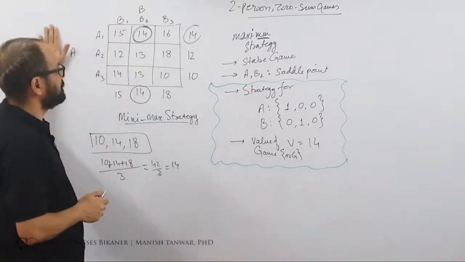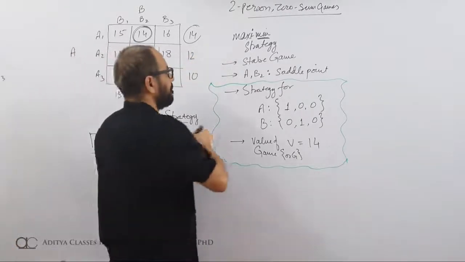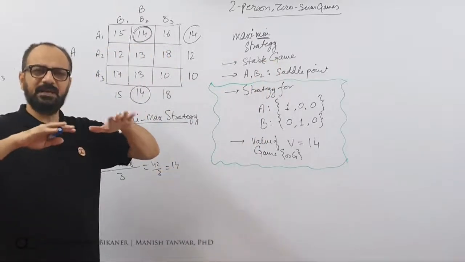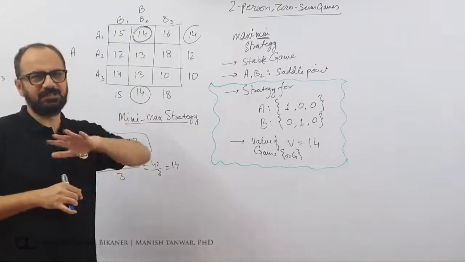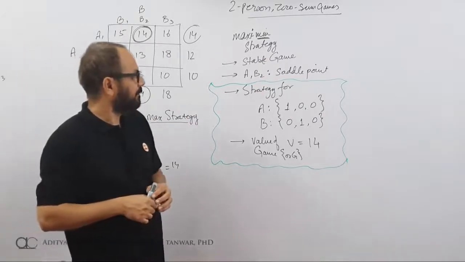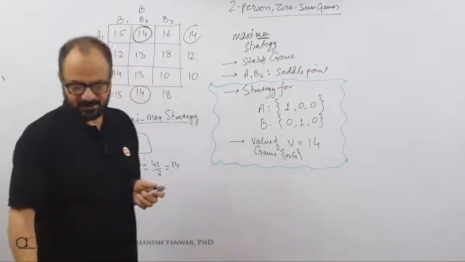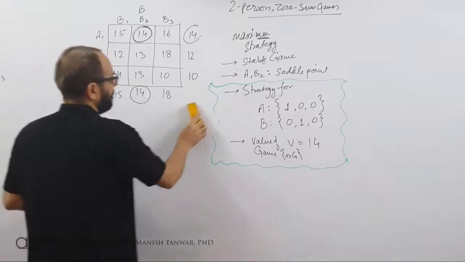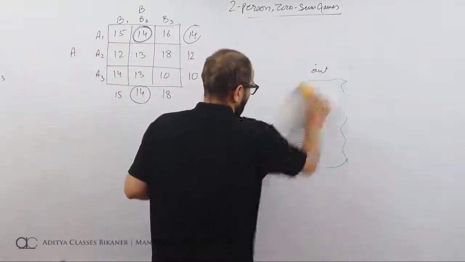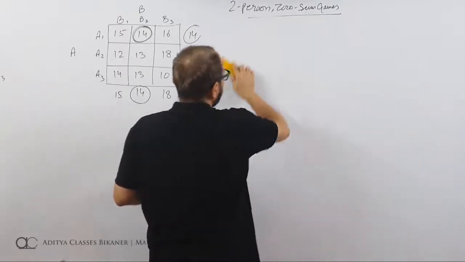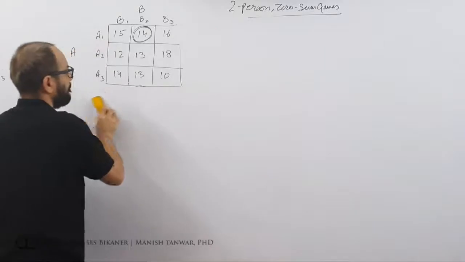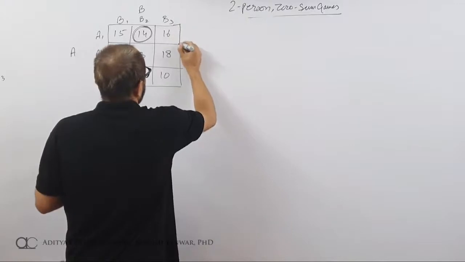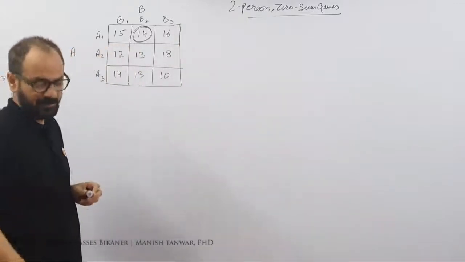Fine? So, this was a stable game. Stable game means both A and B have agreed upon a strategy and they are not changing their strategies. Why do we call this a stable game? The question is solved. Let us see why are we calling it a stable game.